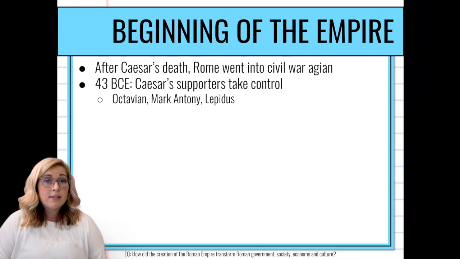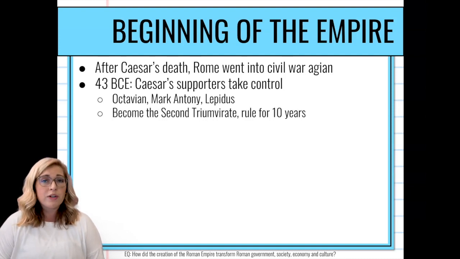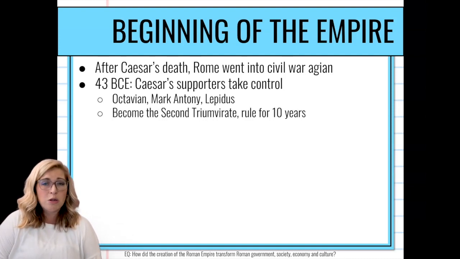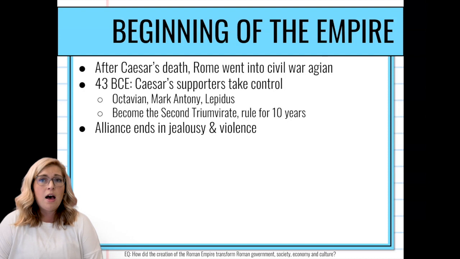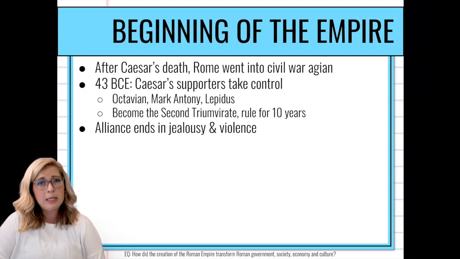They become known as the Second Triumvirate. Again, 3 guys get together. They rule for 10 years. Similar to the first triumvirate, then we have some problems. We have some jealousy and some violence that ultimately ends it. Lepidus is basically just forced to retire. They're just like, okay, go out to pasture, please.